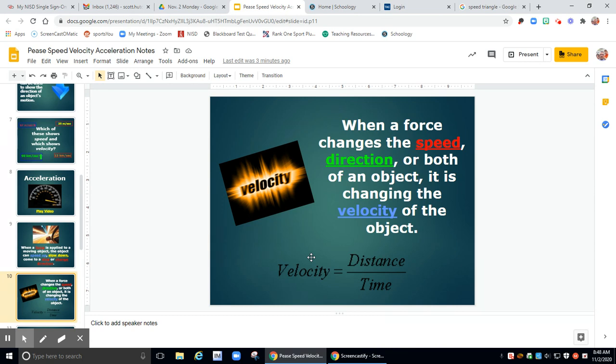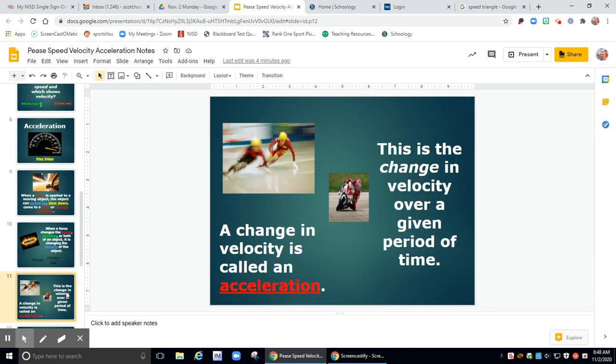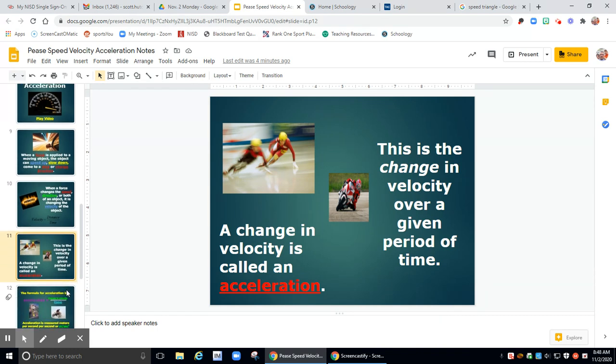Okay. So if I said I'm going 20 miles per hour to the north, and then I turned and went 25 miles per hour south, then that's acceleration. My speed didn't change, but my direction changed. So if my direction changes, my velocity changes. Therefore, I have accelerated. Okay? So the change in velocity is called an acceleration.